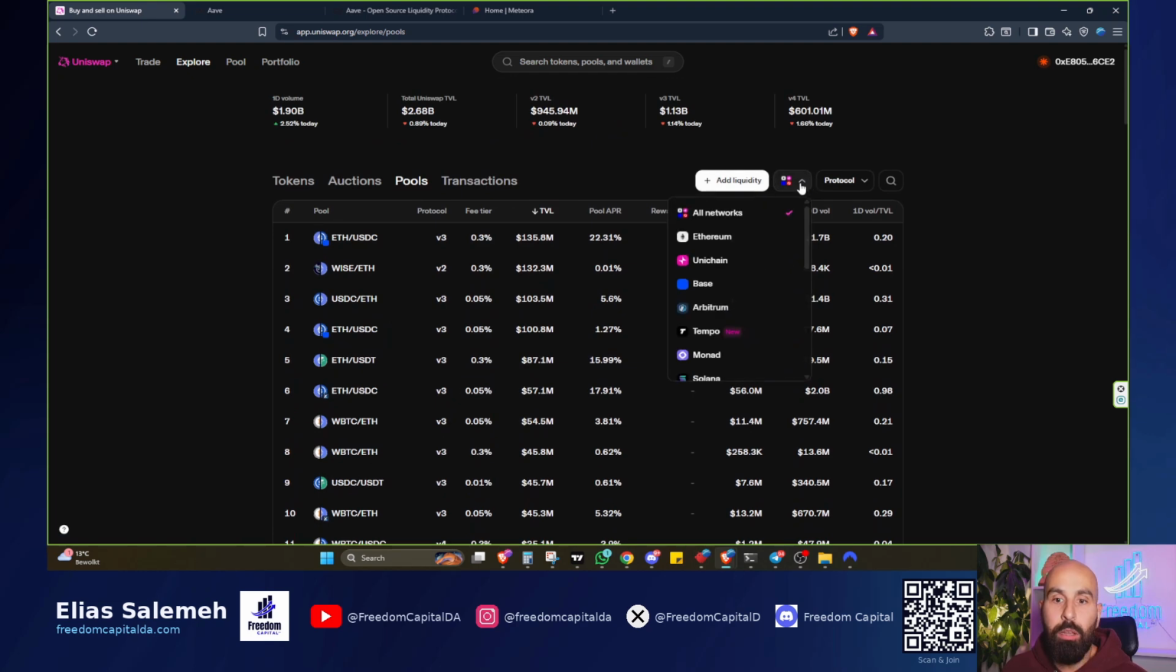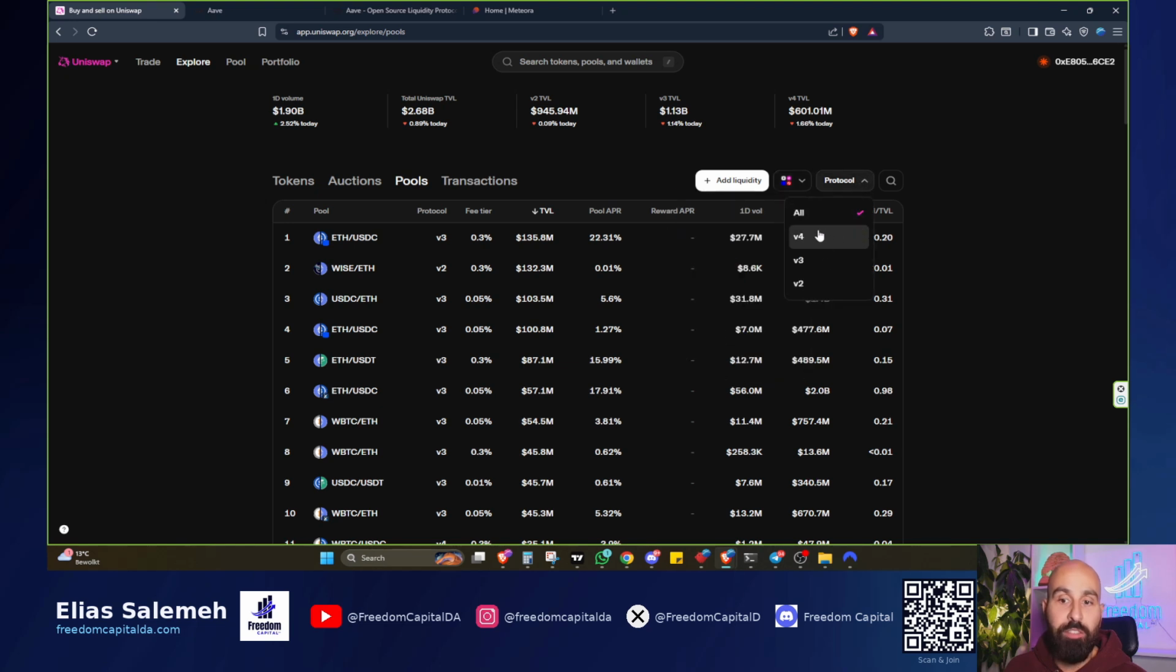you can basically filter. Instead of having all networks, you can choose the network that you want. You can choose the protocol v4, v3, v2. Obviously they differ between one another. There are big changes between each version. Obviously each version allows for better user experience, better setup for liquidity providers, and of course, in order to attract more and more liquidity into the protocol, and at the same time, better execution for the trader or for the investor that wants to swap assets.